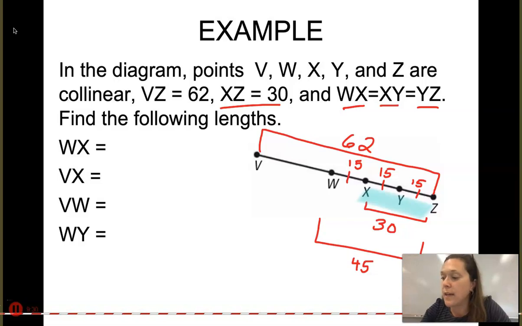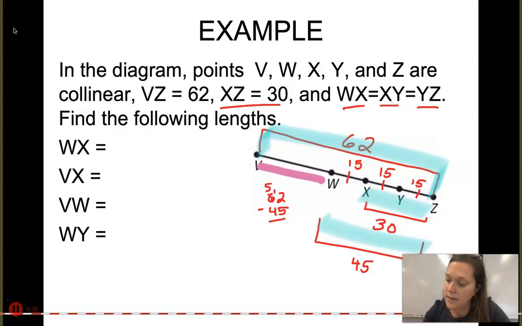Now can we find the rest of this length? If the whole thing is 62, from here to here is 45. 62 minus 45 gets us 17. So that makes VW 17.